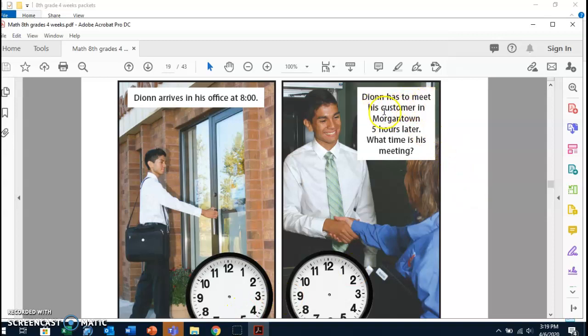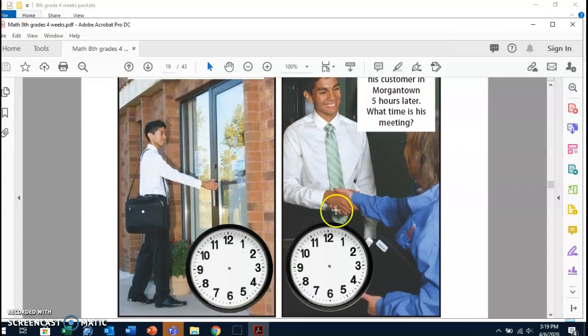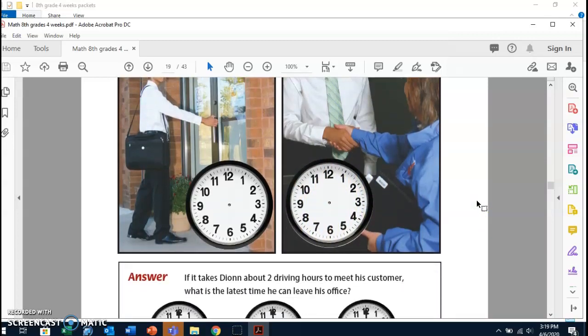Dion has to meet his customer in Morgantown 5 hours later. What time is his meeting? So from 8 a.m. he has to meet a customer 5 hours later. So write it here, draw the hands here, and let's move on.